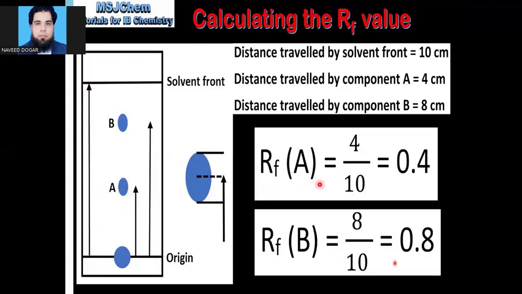So the RF value of A is 4 over 10. It means the distance traveled by component A from the baseline divided by the distance traveled by the solvent from the baseline. So this value is 0.4. The RF value for A is 0.4. And if we want to calculate the RF value of component B, the distance traveled by B is 8 centimeters and the distance traveled by the solvent is 10 centimeters. So the RF value of B is 8 divided by 10, which is equal to 0.8. This is how we can calculate RF values of various components. The lesser the RF value, the greater the affinity with the stationary phase, and the greater the RF value, the greater the affinity with the mobile phase.